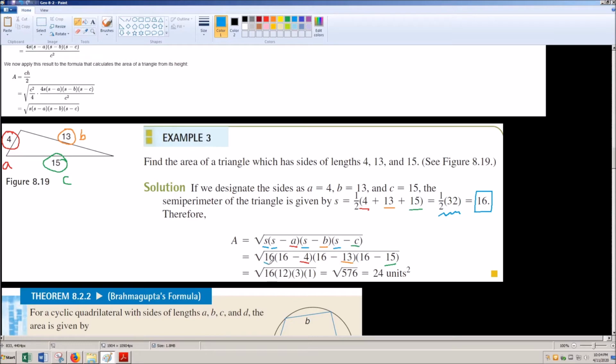Hopefully this isn't too hard to follow in terms of what these are doing. It's all just each chunk being multiplied. So I have 16 times whatever 16 minus 4 is, which is 12, times 16 minus 13, which gives me my 3, times 16 minus 15, which is 1. So now I have the square root of 576, which comes out to be a nice 24. And again, that's units squared because we're talking about the area of this triangle.